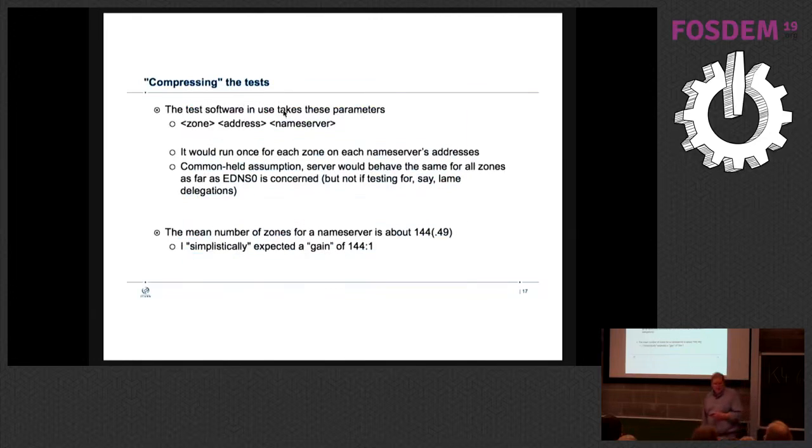So now, compressing the tests. Many people have done this, recognize the idea that the way this thing worked, for every zone on every name server's IP address, it would run the set of digs. And it's probably not necessary to do that, so we'll just pick one zone, and okay, so I did that.